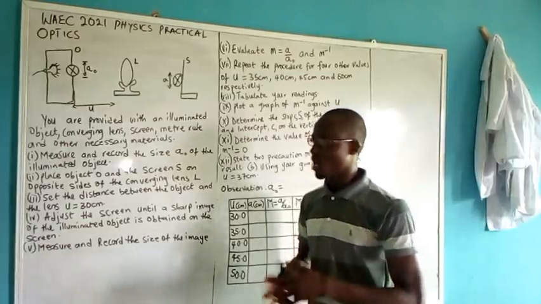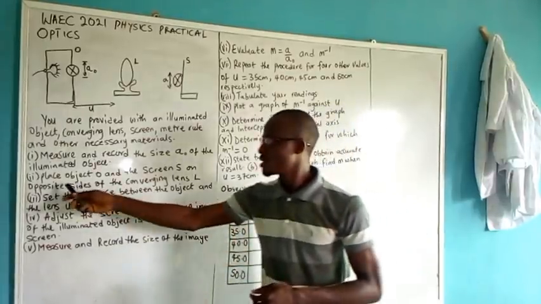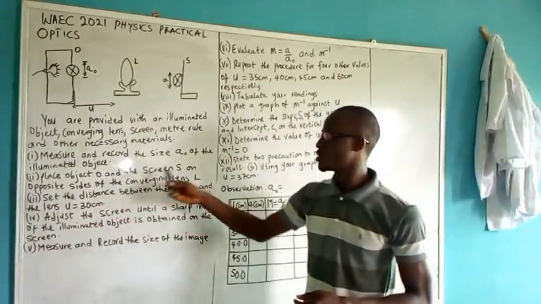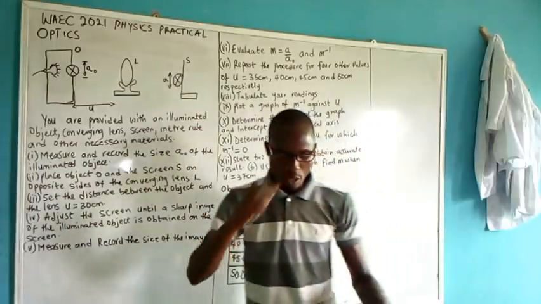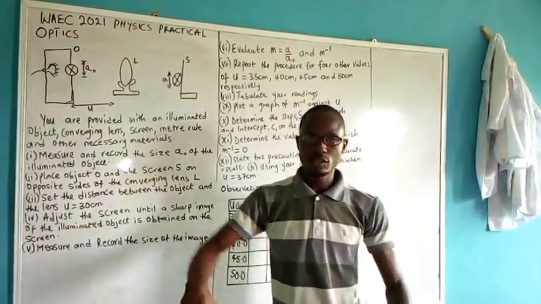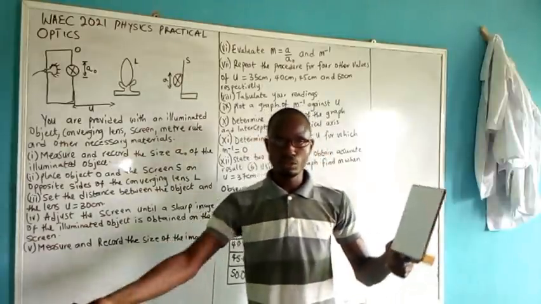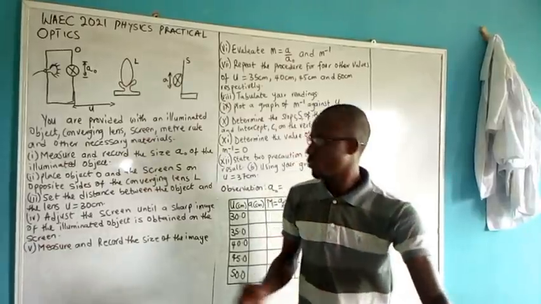When we determine that, I just want to read through the question before we start the experiment. So then place the object O and the screen S on opposite sides of the convergent lens. Which means that we're going to place the object and the screen opposite sides of the convergent lens. So the convergent lens is going to be at the center. That is how we're going to place it.